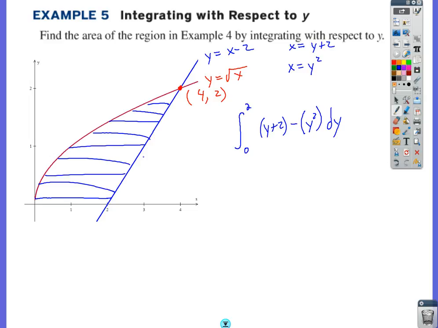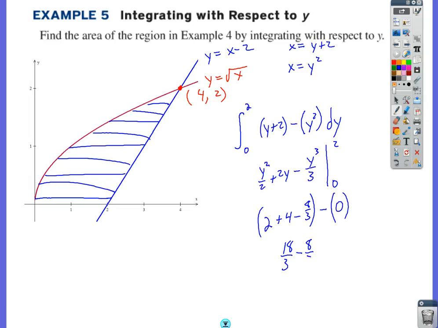Now when I solve this, it's going to be straightforward. This would be y squared over 2 plus 2y minus y cubed over 3, evaluated from 0 to 2. I plug in 2. This is 4 over 2, which is 2, plus 4, minus 8/3. And then I plug in 0, minus 0. So it's 6, which is 18/3 minus 8/3, which is equal to 10/3. That's the same answer that I got, but a whole lot less work. Let's compare.